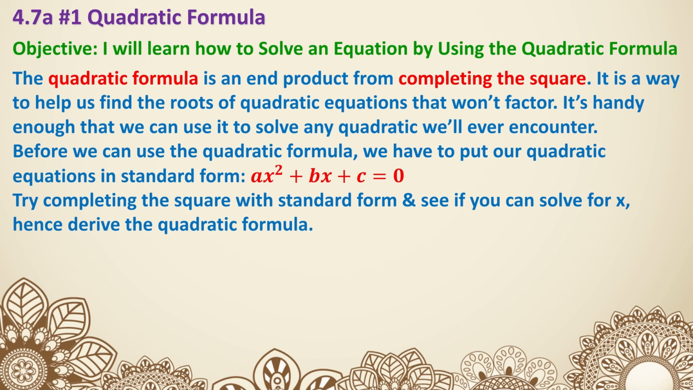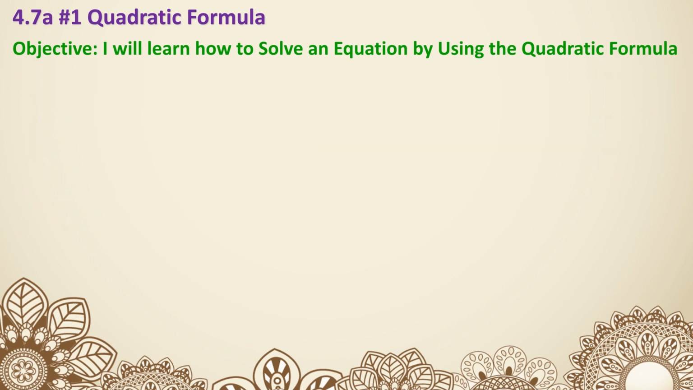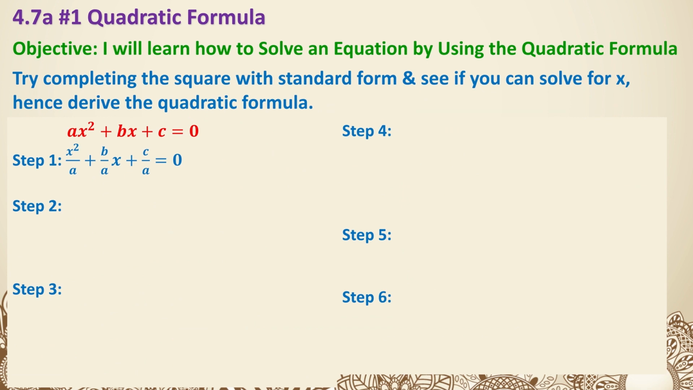Before we can use the quadratic formula, because it has a very specific format, we actually need to put the quadratic equation into standard form, and that is ax squared plus bx plus c, which looks similar to what we had in completing the square. Try completing the square with standard form. Well, because the formula comes from completing the square. Even though the formula might be an easier way to do it, we still have to remember the technique of completing the square. So let's go through that to actually find the quadratic formula.